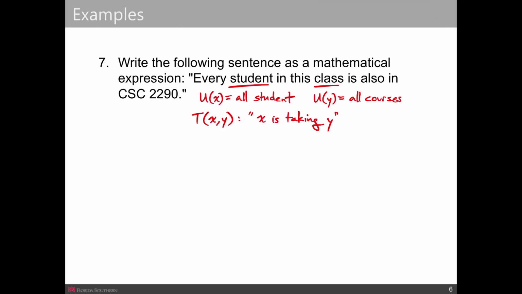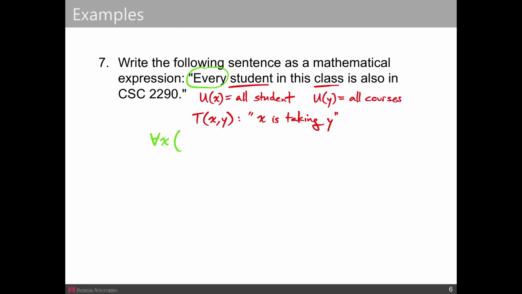Can you identify what the quantifier in this expression should be? This keyword here, every, should clue you in that we're looking at a universal quantifier. What is the universal quantifier operating on? Is it on the courses or on the students? I hope it's easy to see that it's talking about the students. Students refers to x, so therefore, we're going to say for all x, for all students, every student.